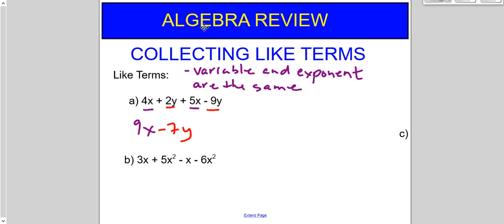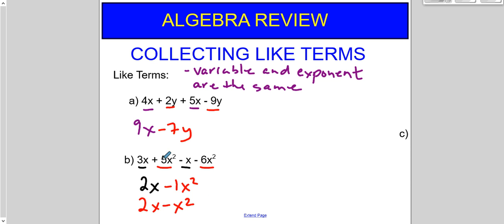Let's try this one. Okay, so we have a 3x and a negative x. There's no number in front of that x, so we're going to consider it a 1, negative 1. So 3 minus 1, which is going to give me 2x. And then I have plus 5x squared minus 6x squared. So 5 minus 6, which is negative 1x squared. Now, of course, we don't have to put the 1, so this could be written just like this.